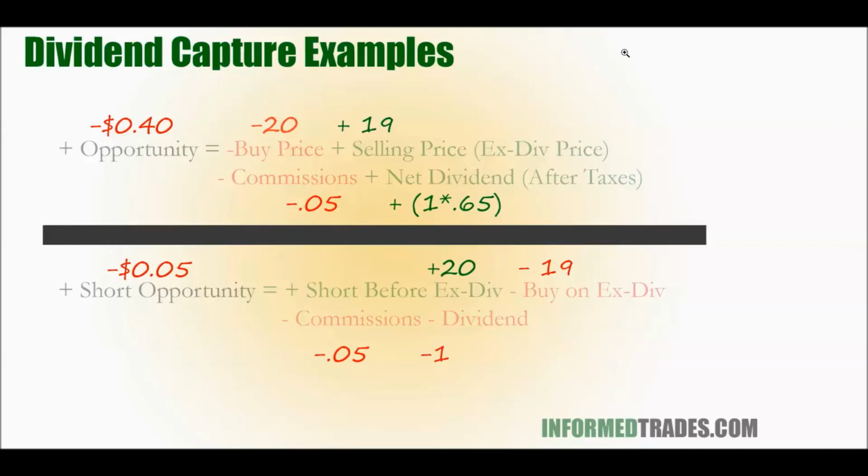Okay, conversely, the short opportunity, let's look at that. So you short the stock before the ex-dividend, and you're going to get $20. You buy it back when it starts trading without the dividend, and you're going to get that for $19. So there, you made a profit because the stock fell on the ex-dividend. However, you have to pay commissions, which we assumed was 0.05 per share, and you also have to pay the dividend, the gross amount, which is a dollar. So in this example, you also lose 0.05.